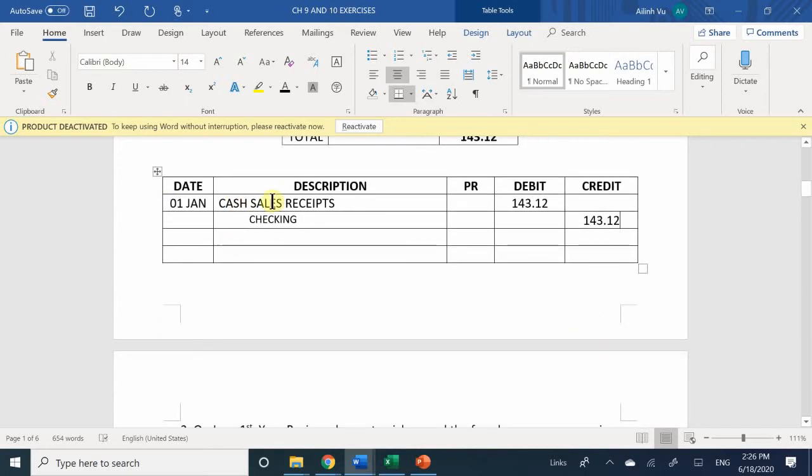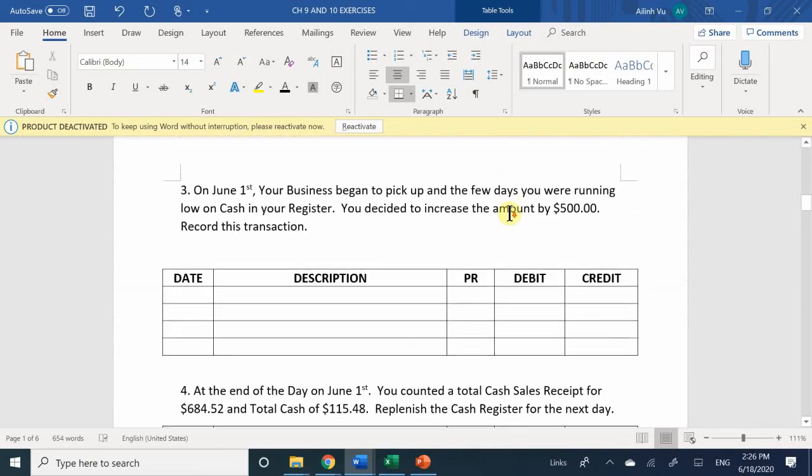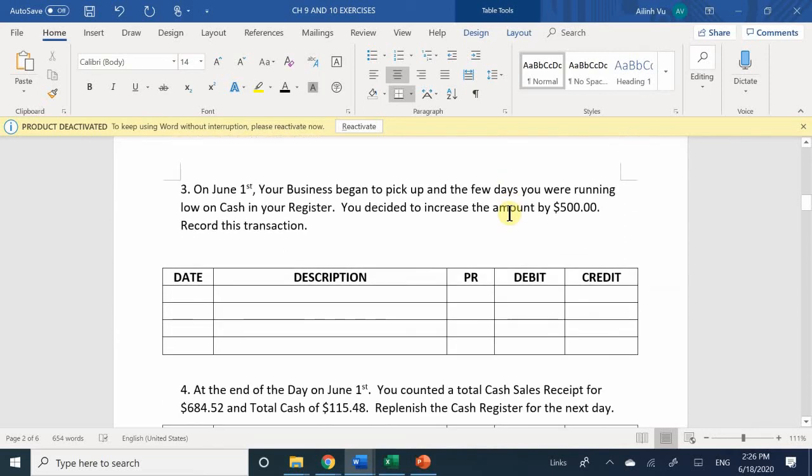So good. That's what you're going to journalize: your total cash sales receipts, and you're trading them in for a check in the amount of $143. Good. Replenish. Good. All right.